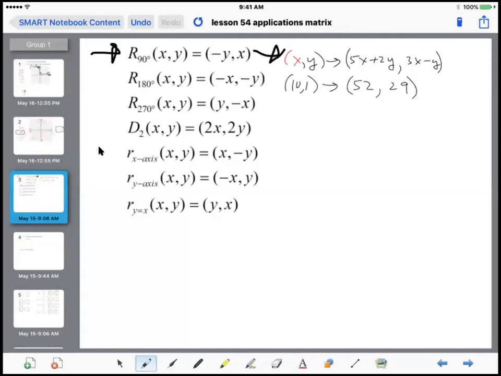But it is very easy to use the definition. So for (10, 1), I would do 5 times 10 plus 2 times 1 to get 52, and 3 times 10 minus 1 to get 29. Each of these transformations makes a single point go to some other point. Transformations get more interesting when you take an entire shape and transform every point in that shape, and now you get some kind of distorted shape, or a rotated shape. So make a note of this transformation.